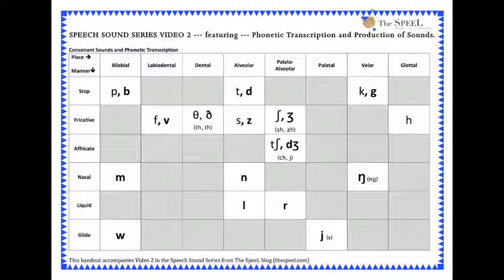Finally, there is one last consonant sound, made with all the mouth parts just at rest, and air flows through the glottis, which is your air pipe, above your vocal cords. It is called a glottal sound for that reason, and it is the h sound.